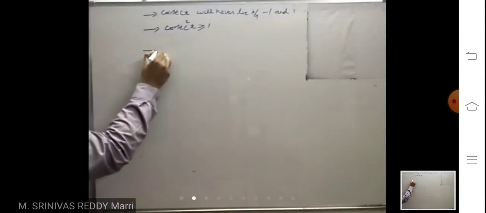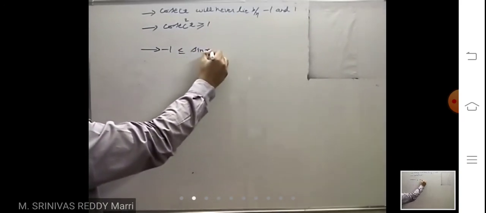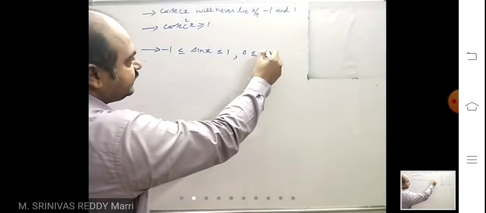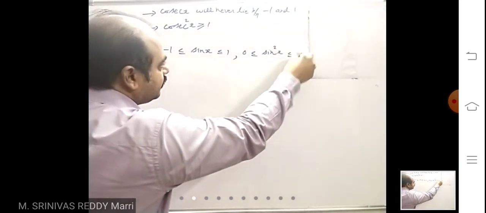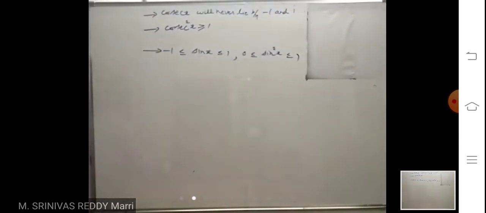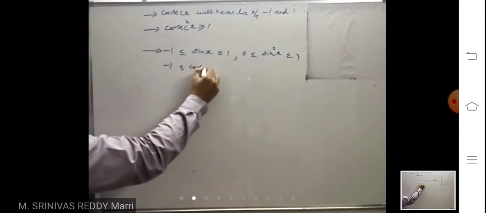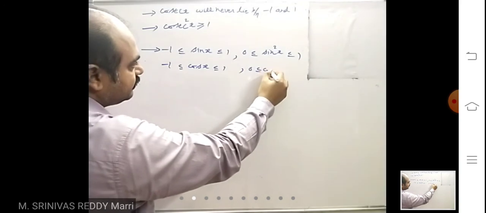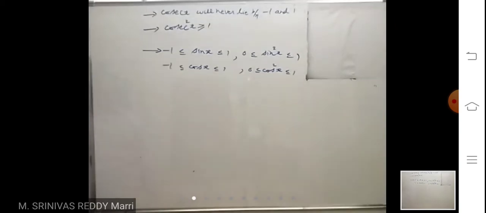So finally, what you have to remember is this. I will list down once again in detail. Sin x always lies between minus 1 and 1. Regarding sin x, these two you have to remember: sin square x lies between 0 and 1. And regarding cos x, it lies between minus 1 and 1, and cos square x lies between 0 and 1. These two regarding cos.